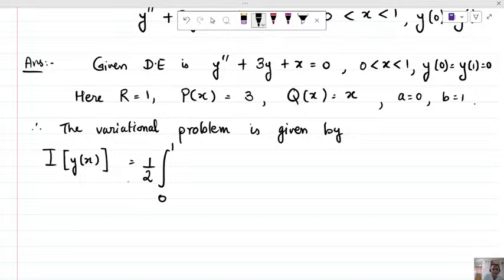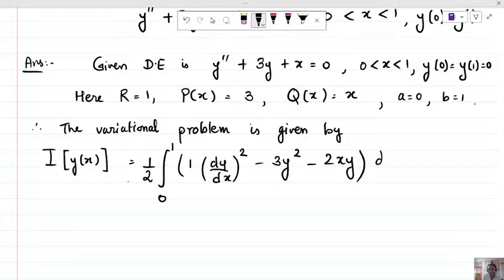So here what we will do is this. Now we convert this question to the variational problem, in which r is going to be 1. Here the derivative becomes dy by dx the whole square. And then, as per the formula, the 3y will get converted to minus 3y square, minus 2xy dx.